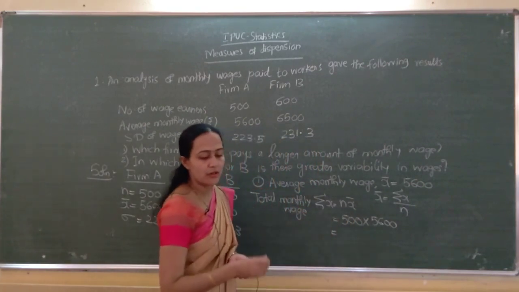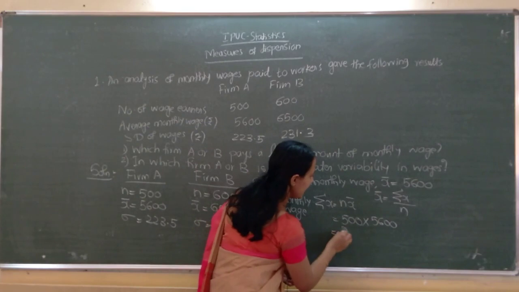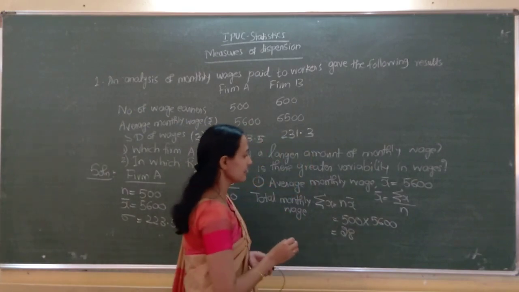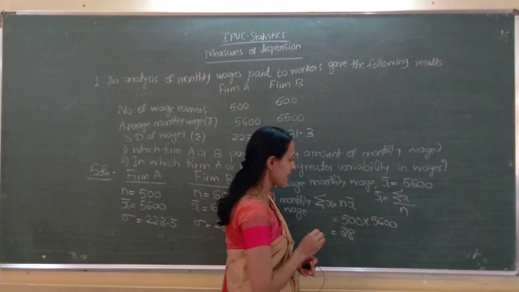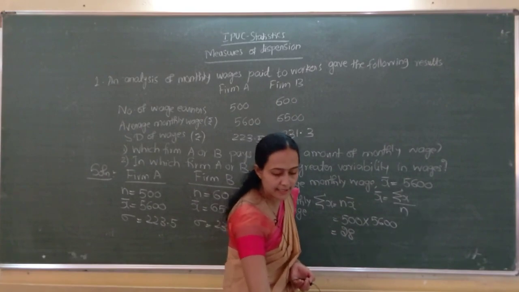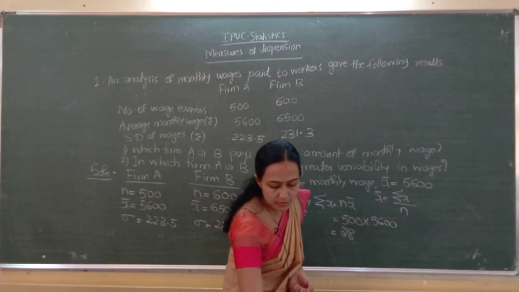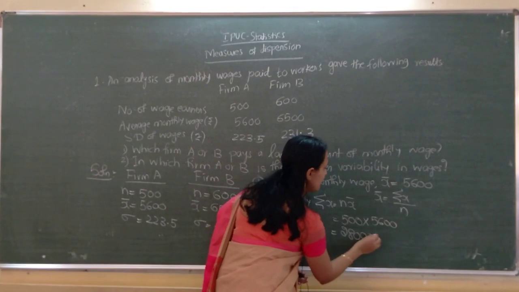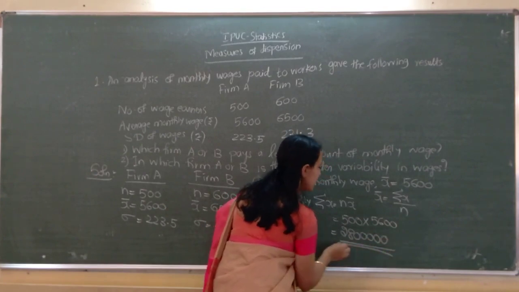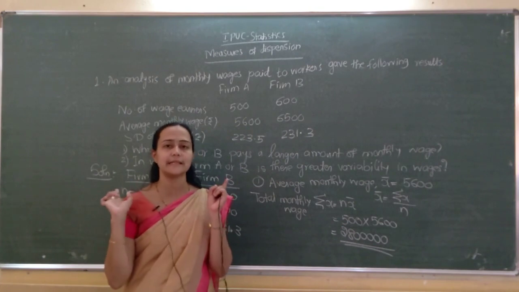So what is the answer? 500 into 5,600, the answer is 28. How many zeros will be there? 5 zeros are there. 1, 2, 3, 4, 5. Clear na? Nothing here. We computed the total monthly wage.